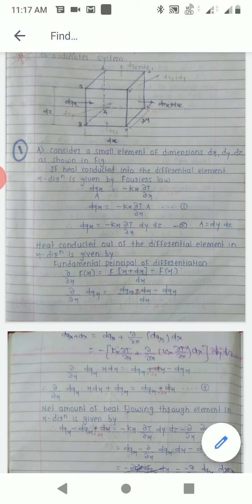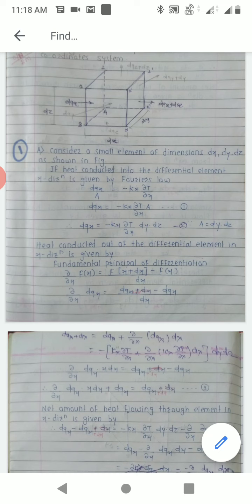Putting that area into equation number 1, we get dqx equals minus kx dou T by dou x into dy dz. Let us say this is our equation number 2. This is our first part. Now in that part, first we calculated the heat conducted into the element. Next we have to calculate the heat conducted out of the element in the x direction.